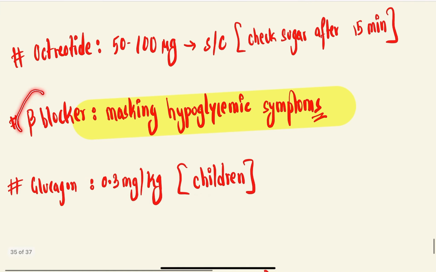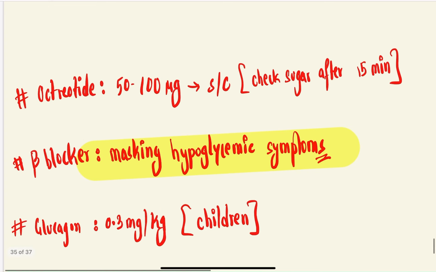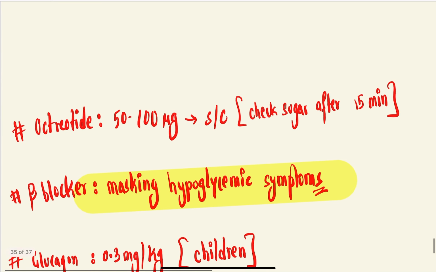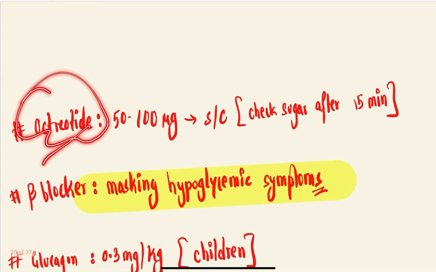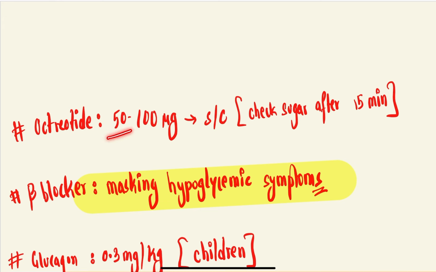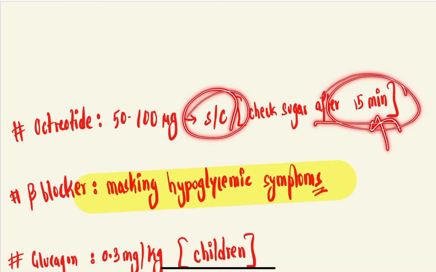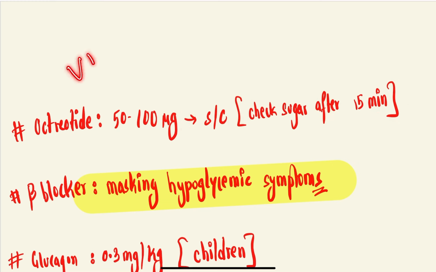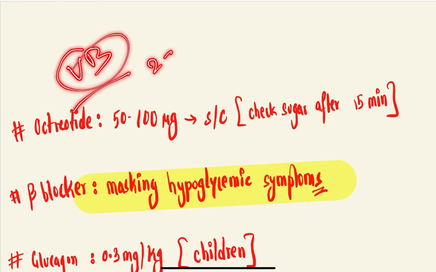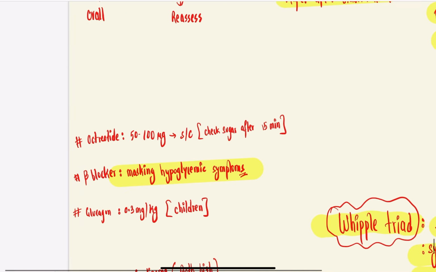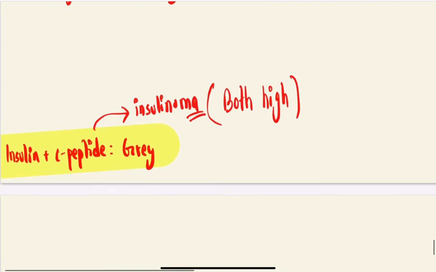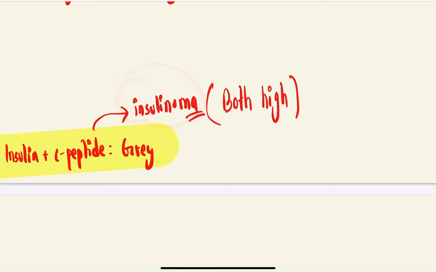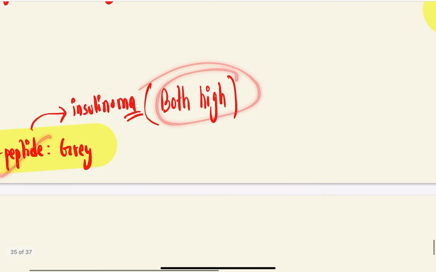If the patient is taking beta blockers, then there might be masking of hypoglycemic symptoms. We should be well aware of this. And we can give a drug named octreotide, about 50 to 100 microgram subcutaneously, and check the sugar level every 15 minutes. But in case of variceal bleeding, the octreotide dose is 25 microgram. And if we suspect insulinoma, we should check serum insulin level and C-peptide. Both are increased in insulinoma.